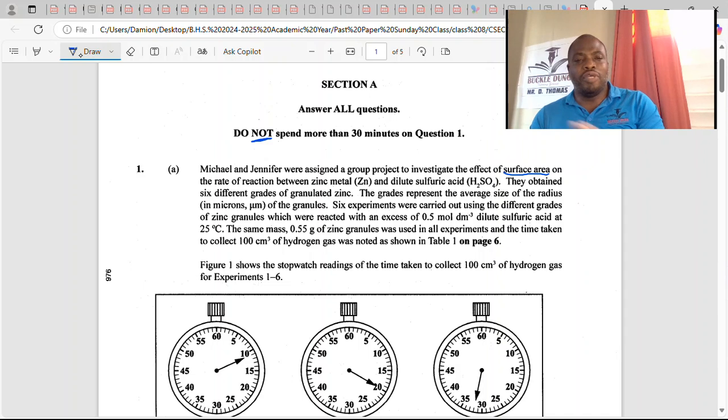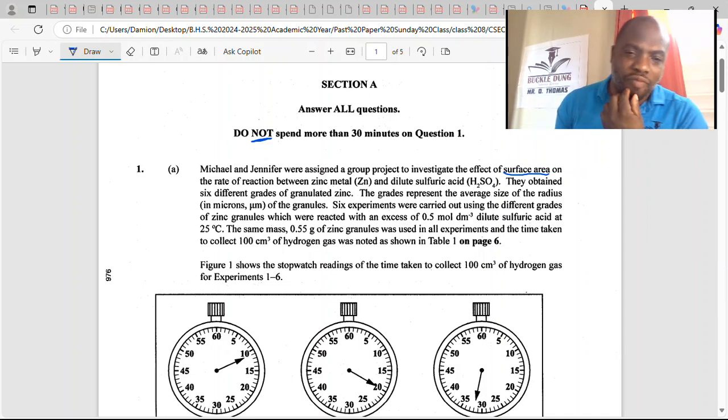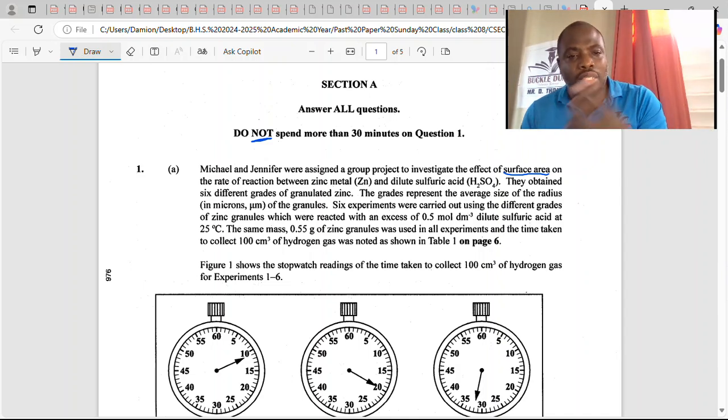So if you reach 30 minutes, as I said before, there would have been a clock that the invigilator placed at the front of the room where you can monitor your time. If you pass 30 minutes, you probably move on to another question in the paper and later come back to it. So Michael and Jennifer were assigned a group project to investigate the effect of surface area on the rate of reaction.